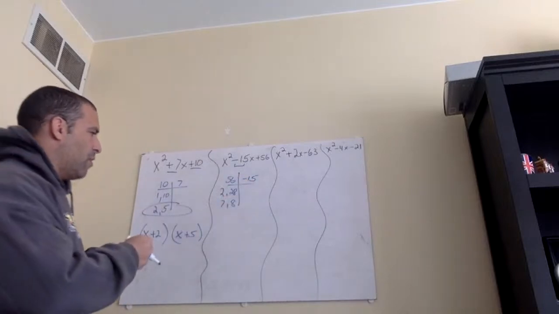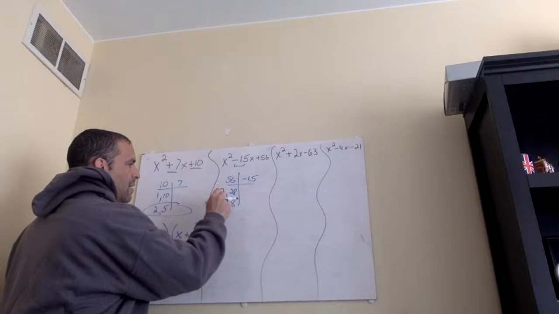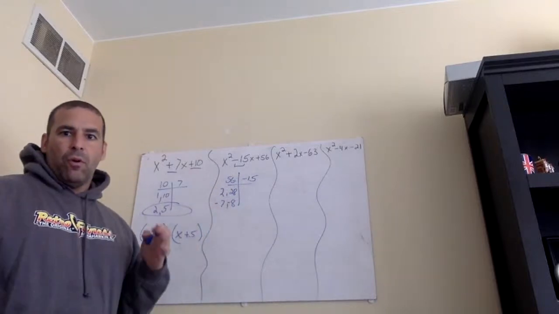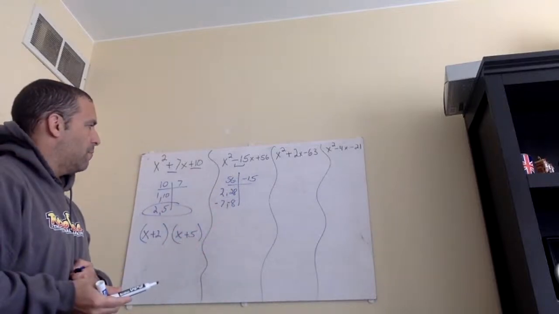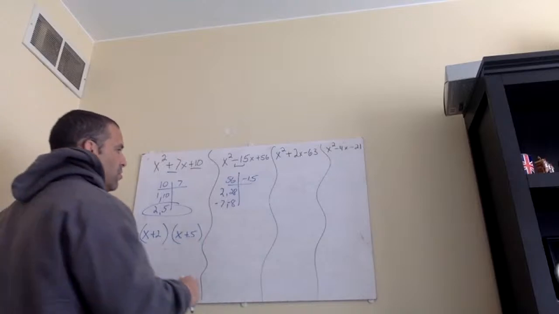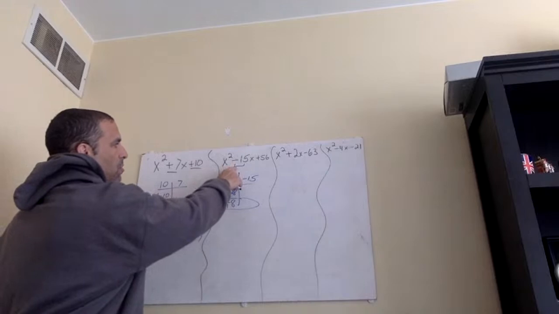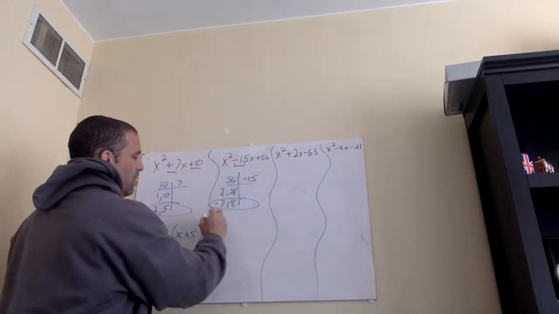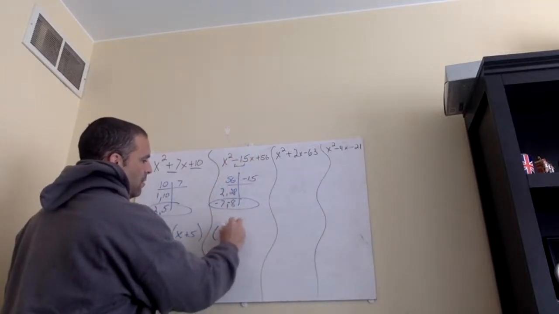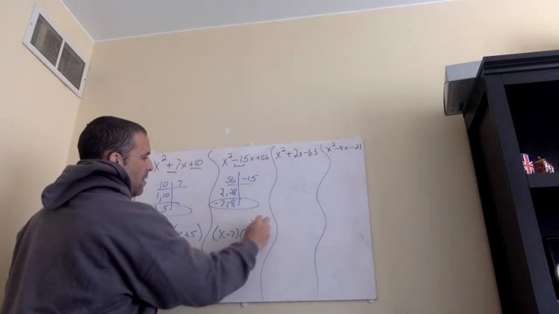Well, we know that two negatives, when added together, give you a negative, but when you multiply them, two negatives make a positive. So you have to have two negatives in this situation where the middle term is negative but the last term is positive. So that gives us x minus 7 and x minus 8.